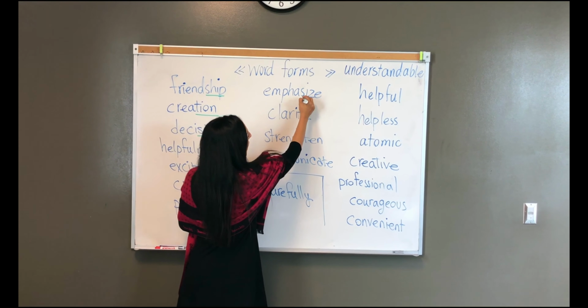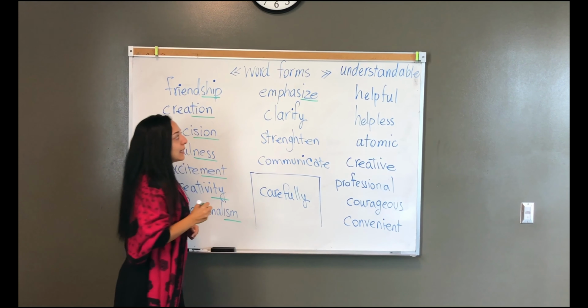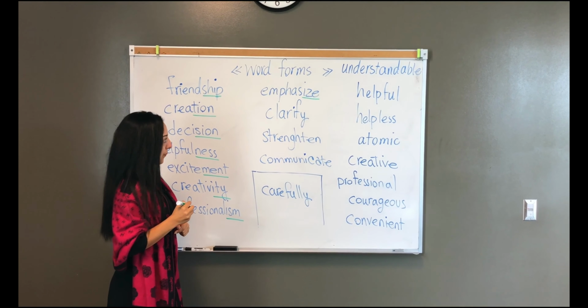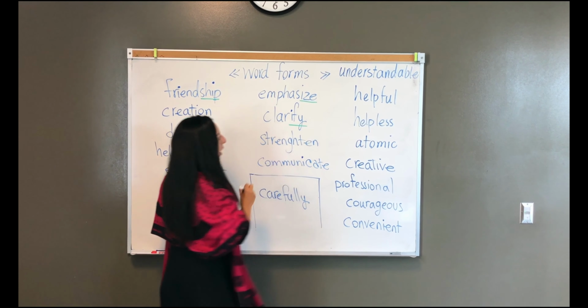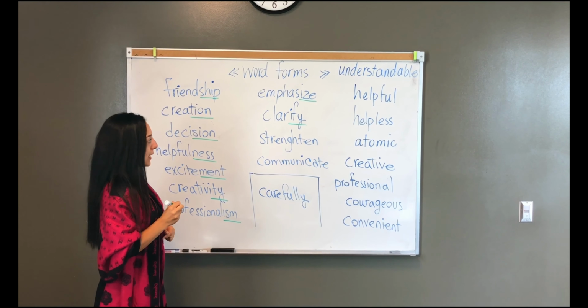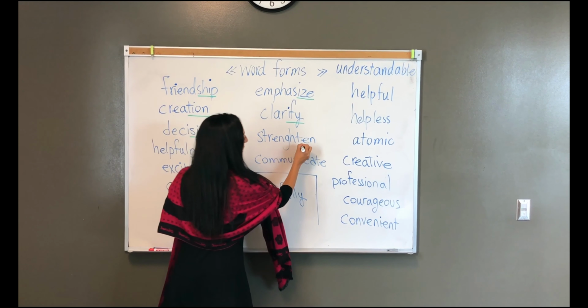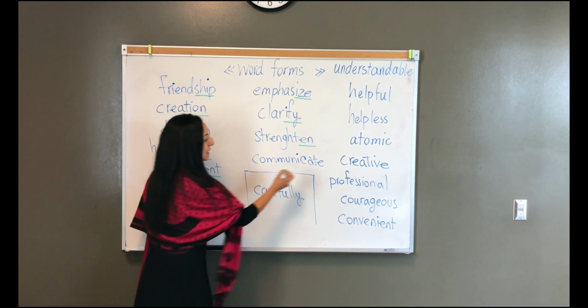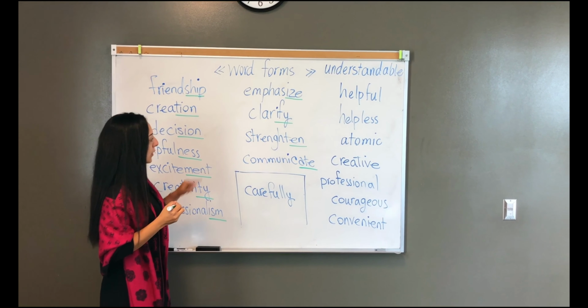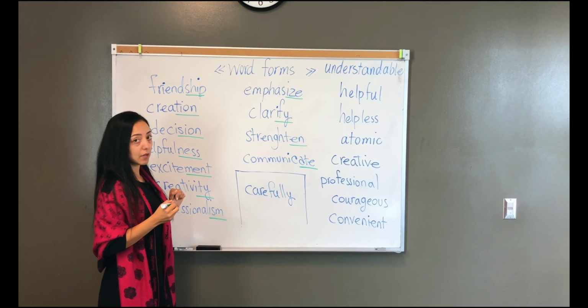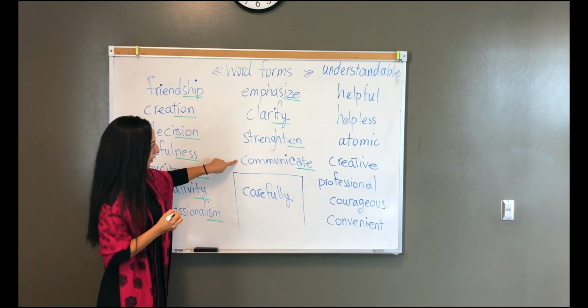So, I-Z-E, that is a verb maker. Clarify, I-F-Y, that is another verb maker. Strengthen, E-N, communicate, ate. So we need to remember these suffixes, so that would help us guess the meaning of the word. So we have the verbs here.